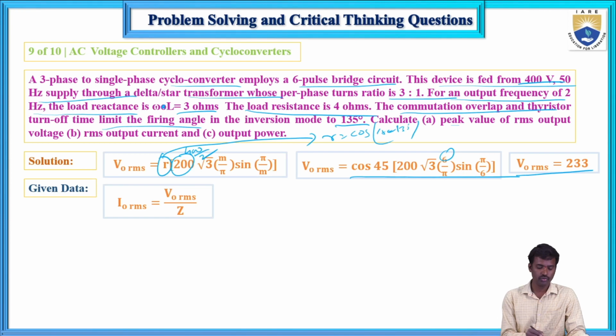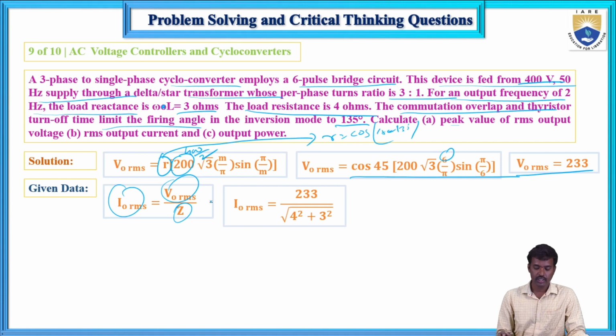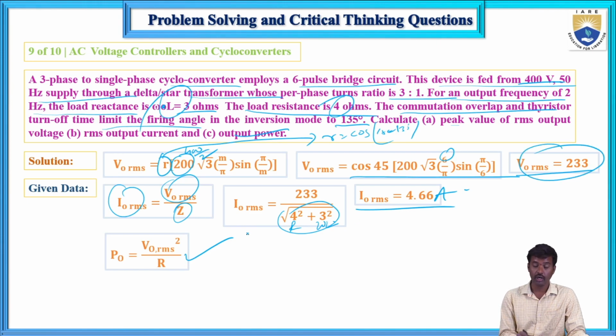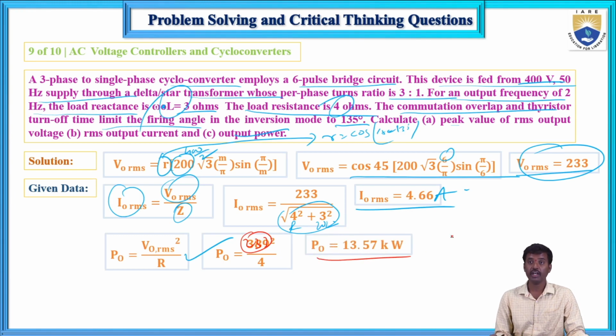Now this is V0 RMS, and I0 RMS equals V0 RMS divided by Z, where Z equals the square root of R squared plus (ωL) squared. From this, I0 RMS equals 4.66. From this you can determine the output power. Output power equals V0 RMS squared divided by R. That value, 233 squared by 4, equals 13.57.